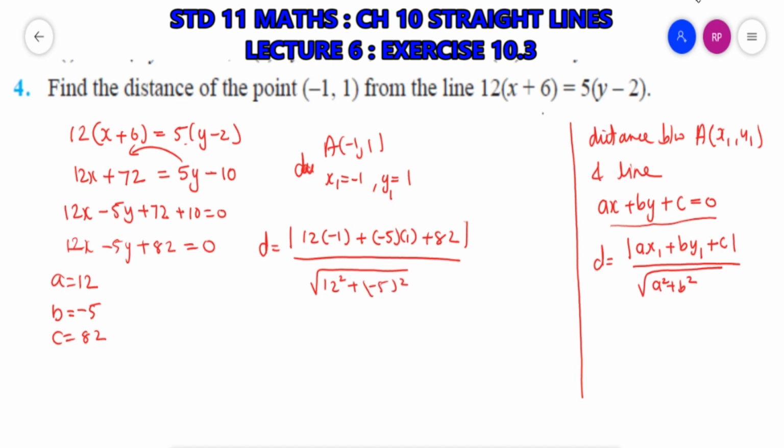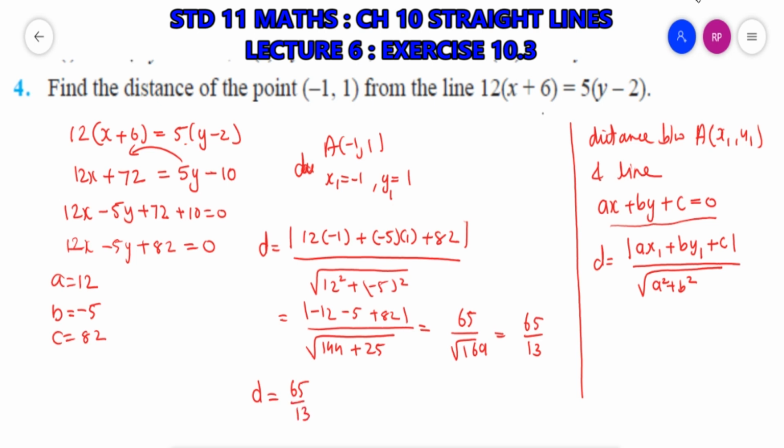So this will be equal to modulus of minus 12 minus 5 plus 82 upon root of 12 square, that is 144, plus 25. So that will be equal to 65 upon root 169. So that will be 65 upon 13. So the distance is 65 by 13. Remember, this distance is the perpendicular distance of the point from the line. Note it down.